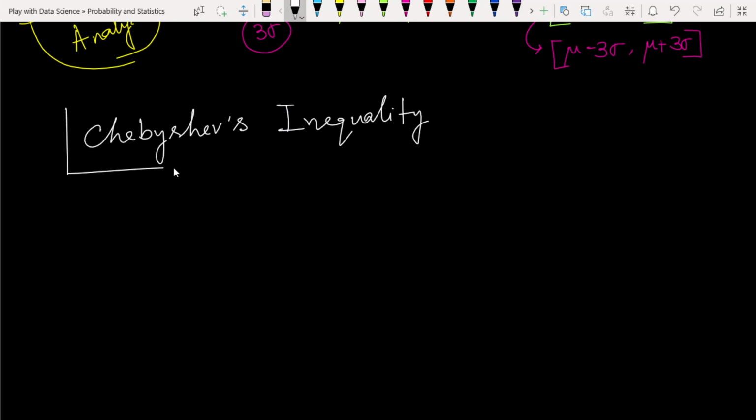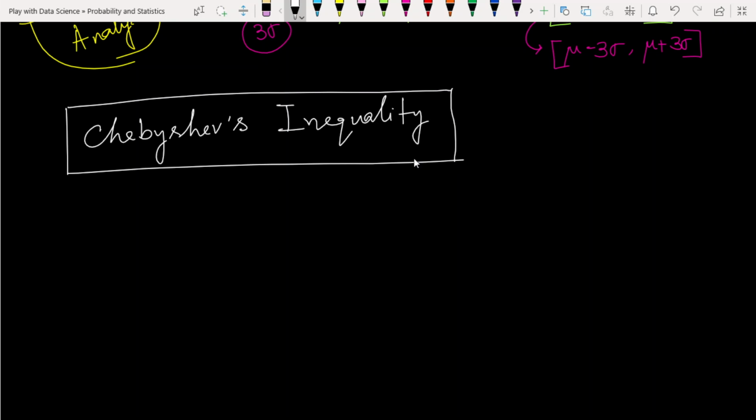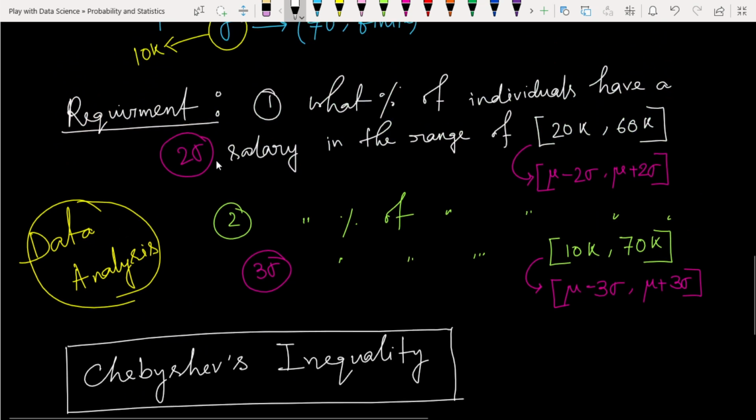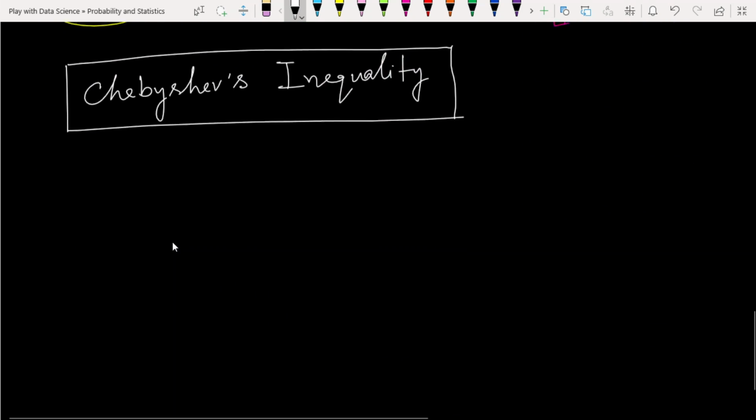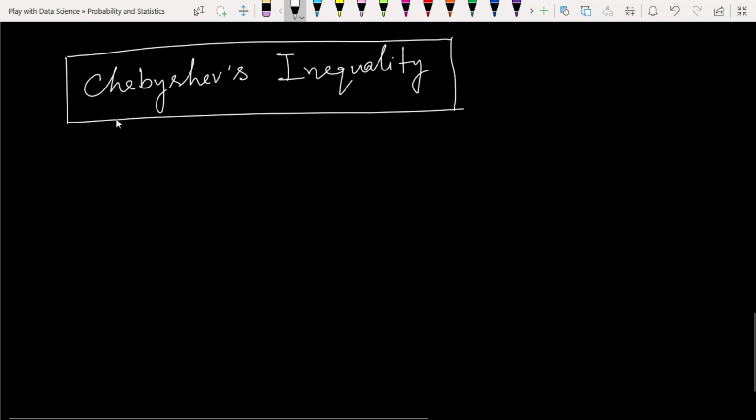The mathematical, beautiful theorem in the concept of probability and statistics plays a role in real-world problems like this. Okay, let's see what this Chebyshev inequality is actually saying.